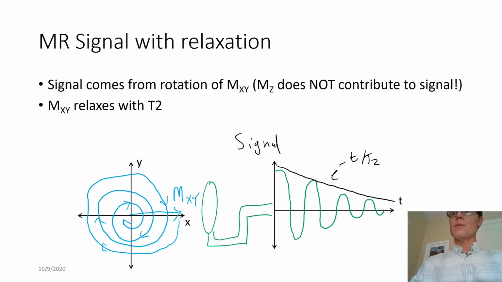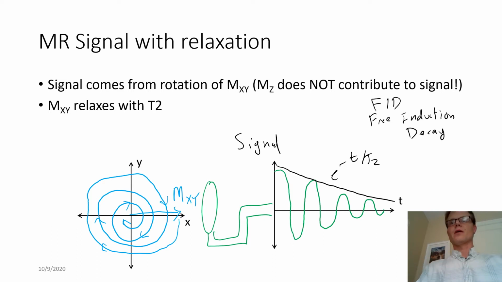Sometimes this type of decay curve is called a FID, or a free induction decay. This is a term coming from NMR, to be aware of. You may hear it used in MRI as well.